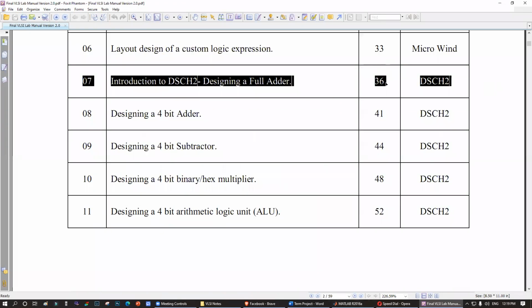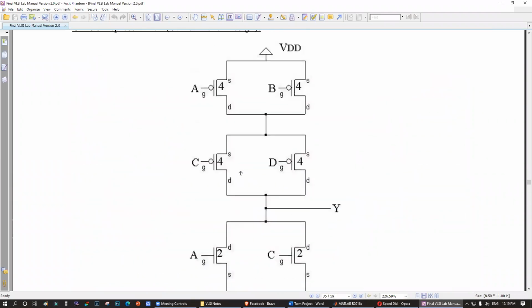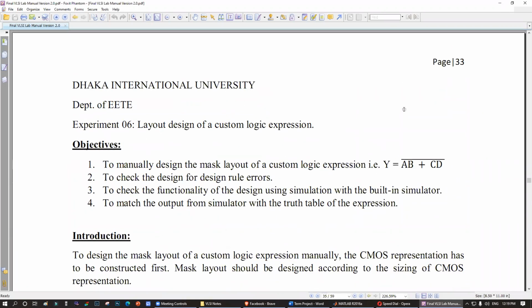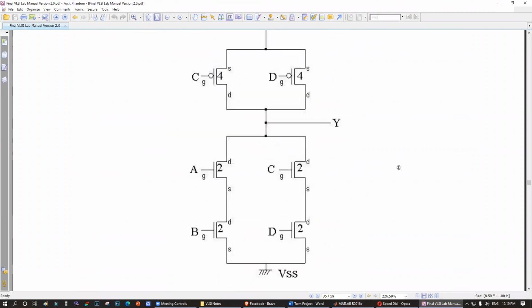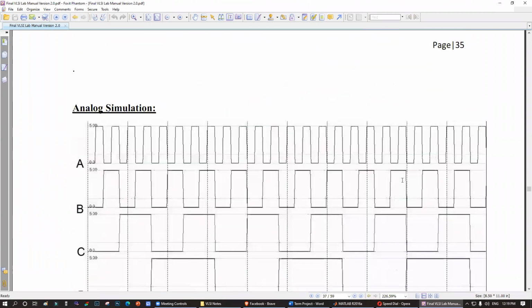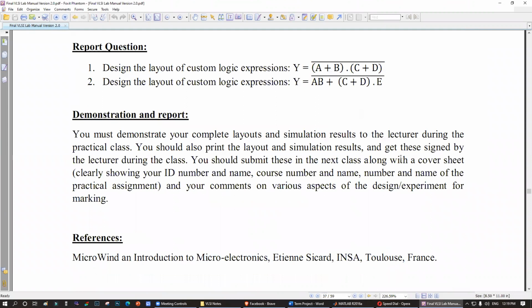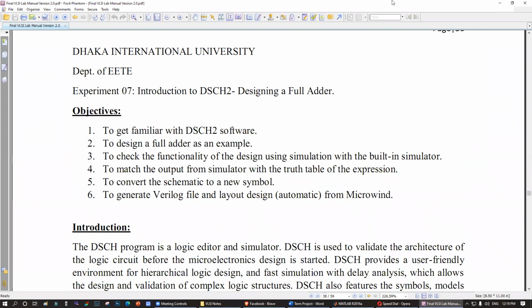Today we do lab 7, and it is page number 36. So I'm going to page number 36. This one. Okay, so this is our lab today. What is the name of the lab? Introduction to the design software that we know already. We already did a lab.